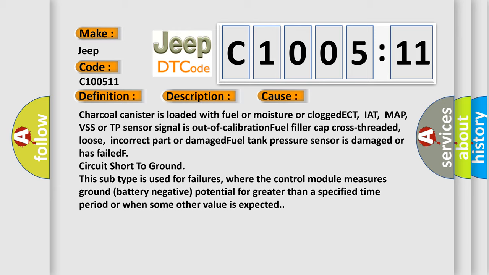F circuit short to ground. This subtype is used for failures where the control module measures ground battery negative potential for greater than a specified time period or when some other value is expected.